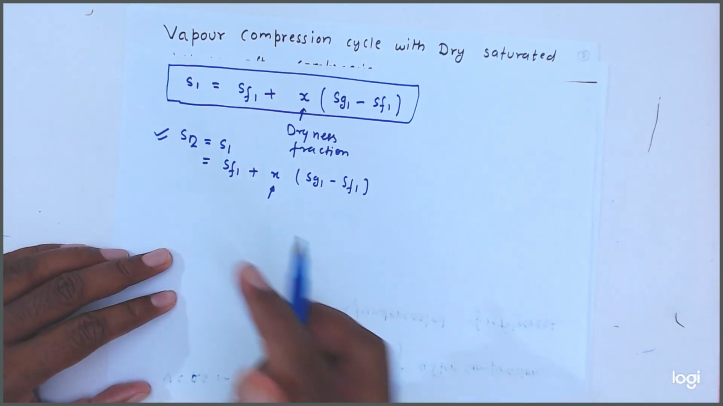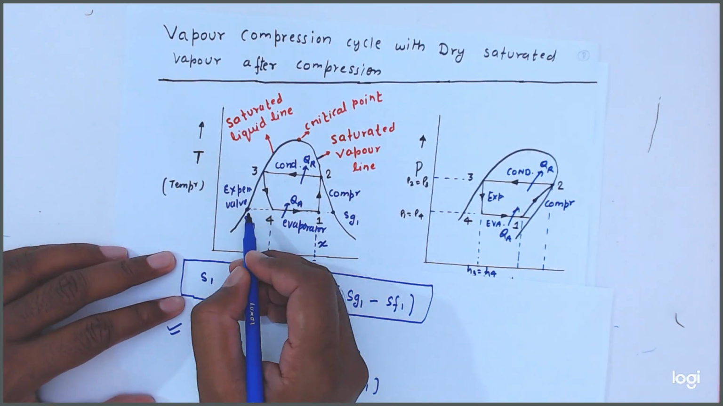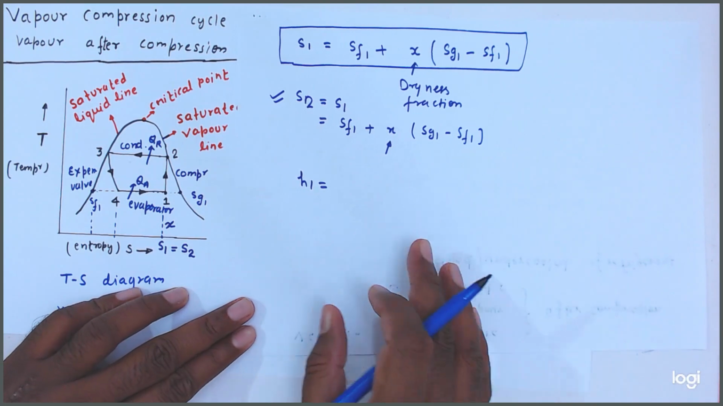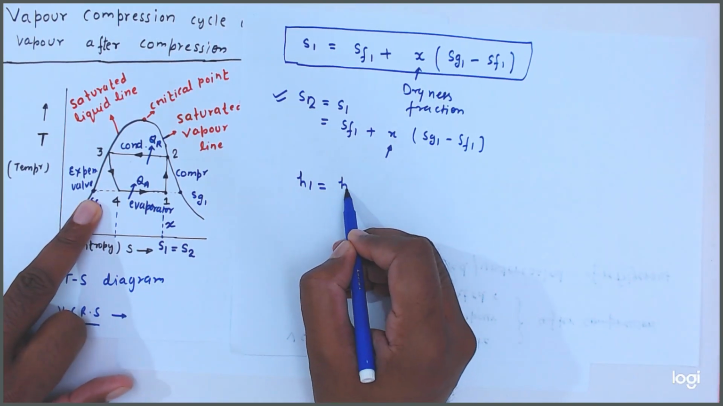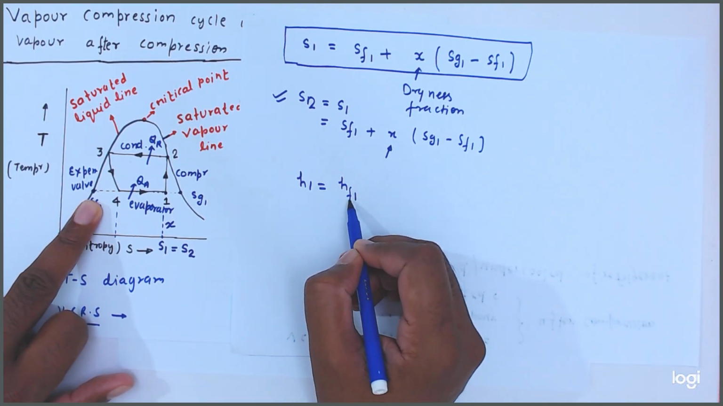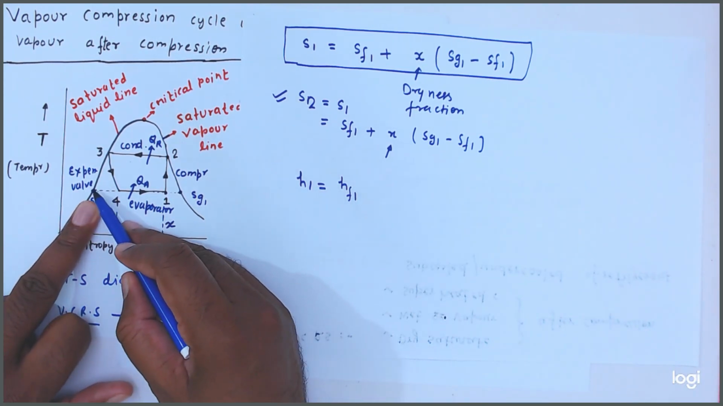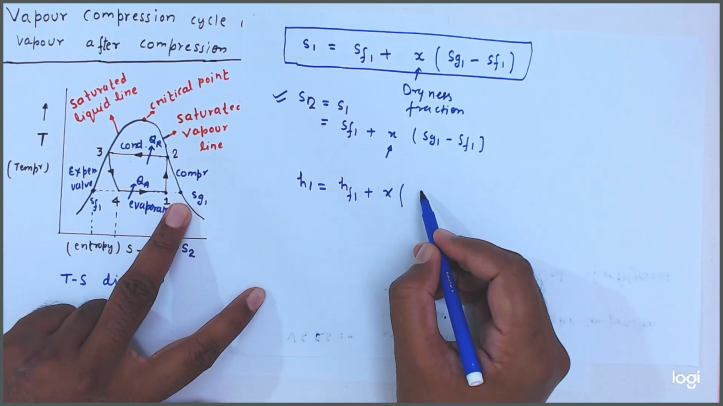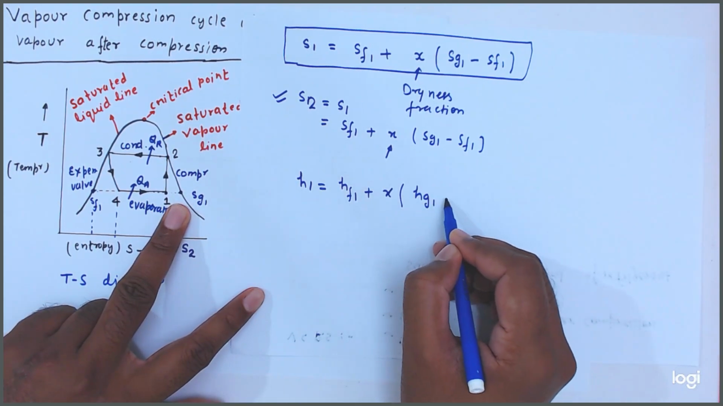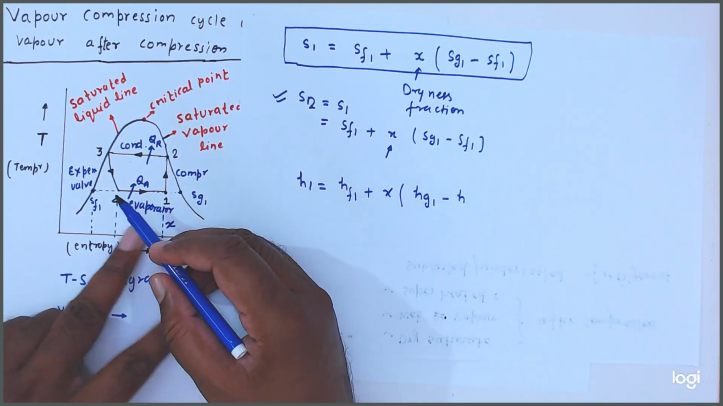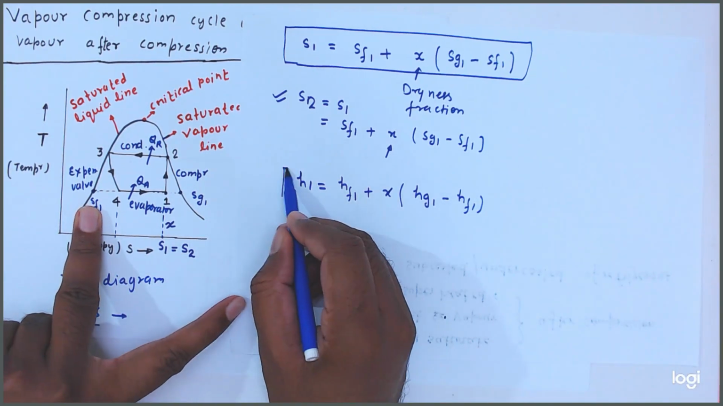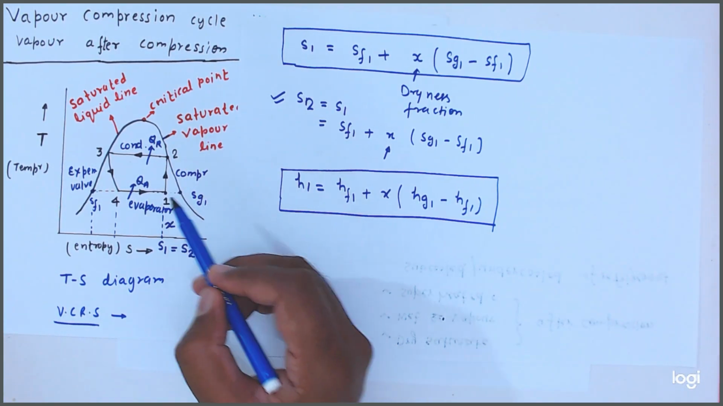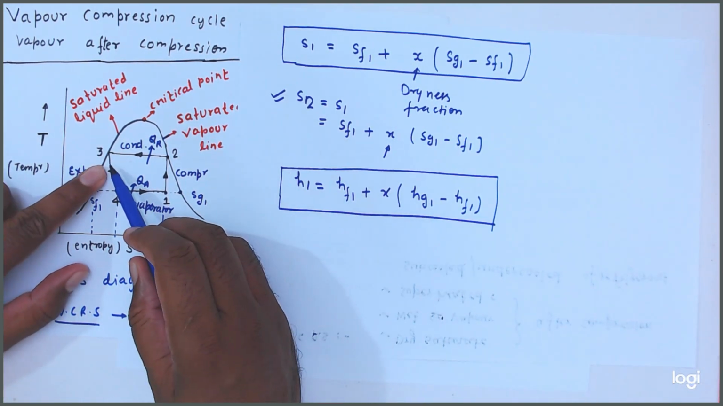And again we have to find the enthalpy at point 1. How can you find this? H1 equals enthalpy at this point, HF1. F1 means what, friends? F1 means fluid or saturated liquid line. So enthalpy at this point plus dryness fraction into enthalpy at this point on the saturated vapor line, HG1, minus enthalpy at point 1, HF1. So from here we are able to find the enthalpy H1. S2 we know, H1 we can find from here. S3 is given on the chart.